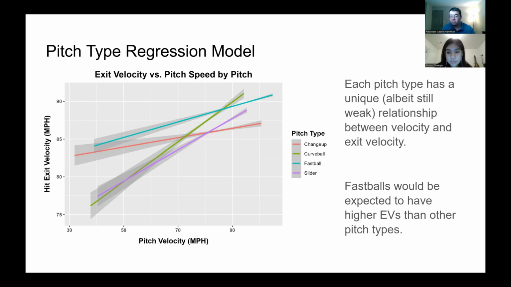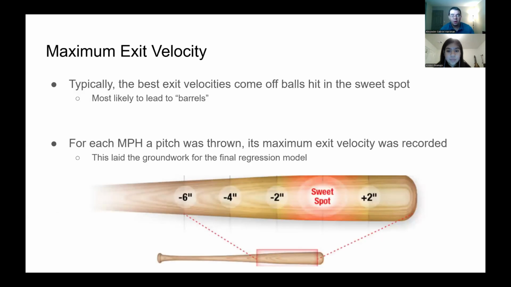As Kirsten mentioned, this was not all that surprising. You would expect a fastball, which is faster, to have a higher exit velocity than, say, a slow curveball or changeups that are typically also much slower. But then that raises another question. If we see that with these fastballs, then in theory, the maximum exit velocity would come on those pitches and we would see a trend there. And that leads into the final part of our analysis.